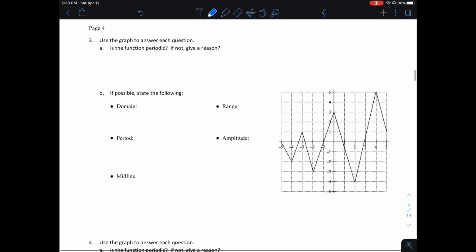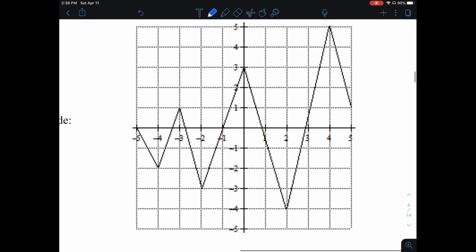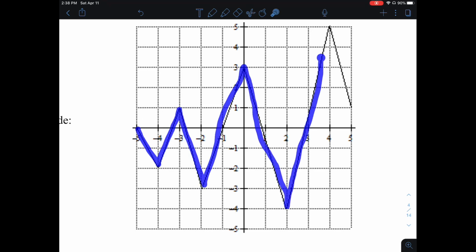Number 3, is this periodic? It is not. Now, does this have a pattern? Yeah. Does the pattern really repeat itself? It really doesn't. This starts here at 0, it goes down to -2, up to 1, down to -3, up to +3, down to -4, up to +5.